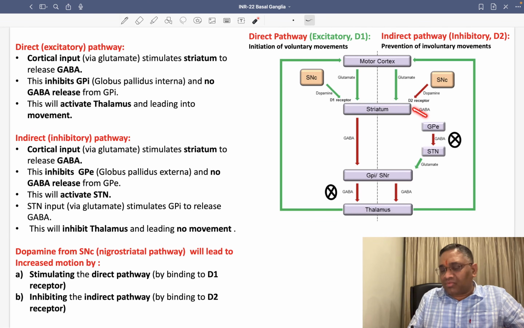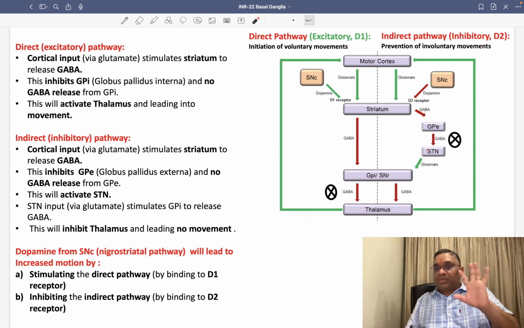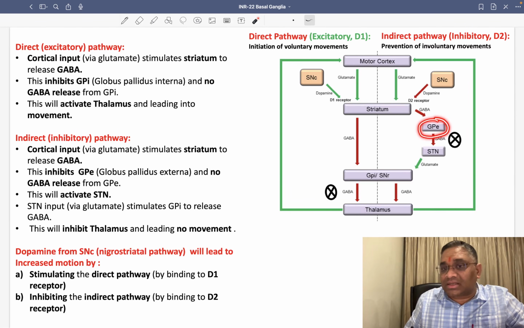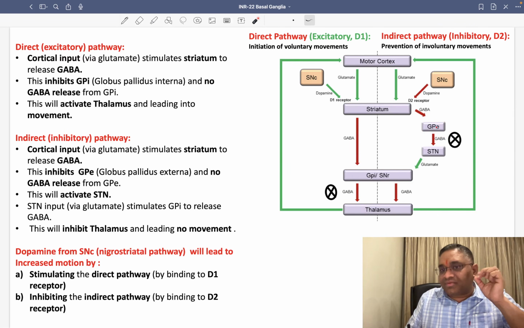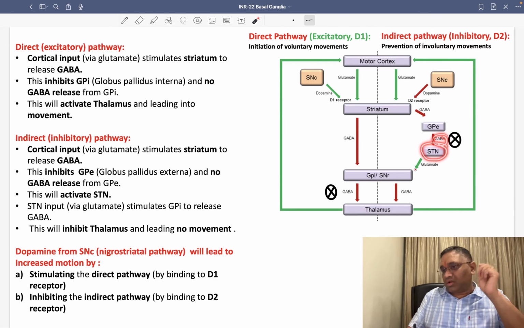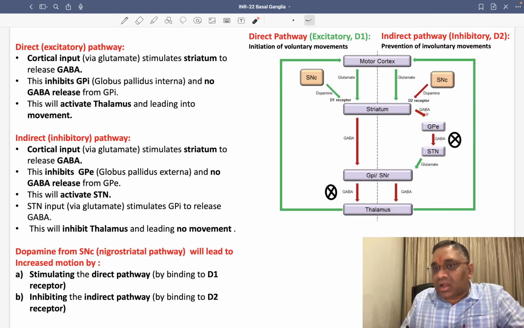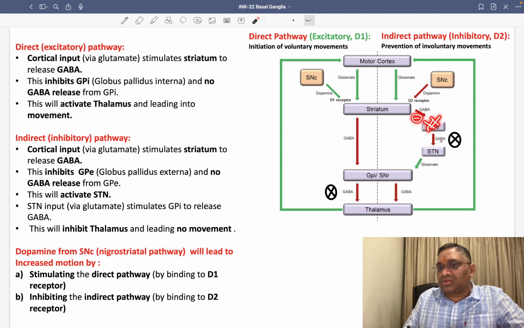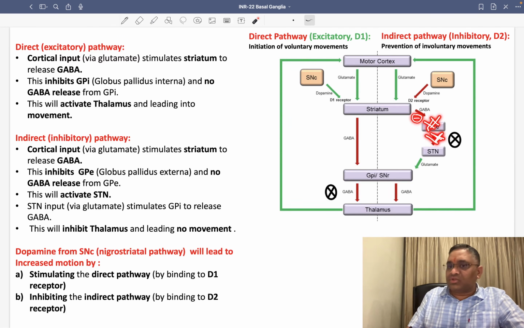So this GABA, which has been released from the striatum, will inhibit the globus pallidus externa, right? When the globus pallidus externa is inhibited, what was the basic function of the globus pallidus externa? To release GABA and to inhibit the subthalamic nuclei, right? But what is happening? GABA is inhibiting the globus pallidus. If the globus pallidus is inhibited, do you think GABA will be released? So there is no GABA release, right?